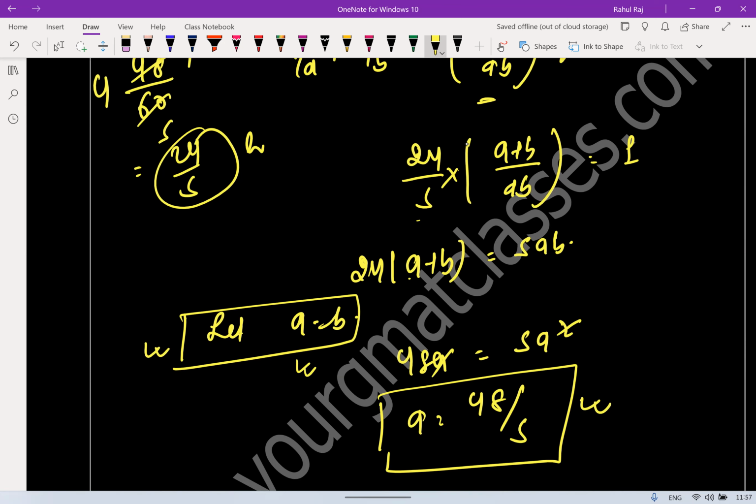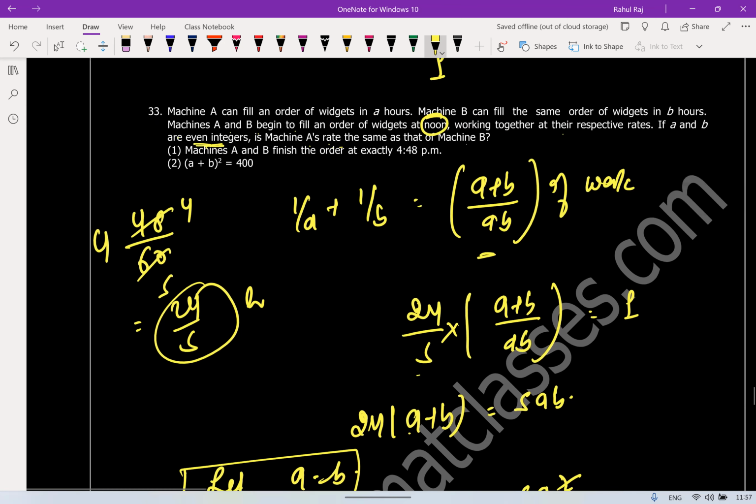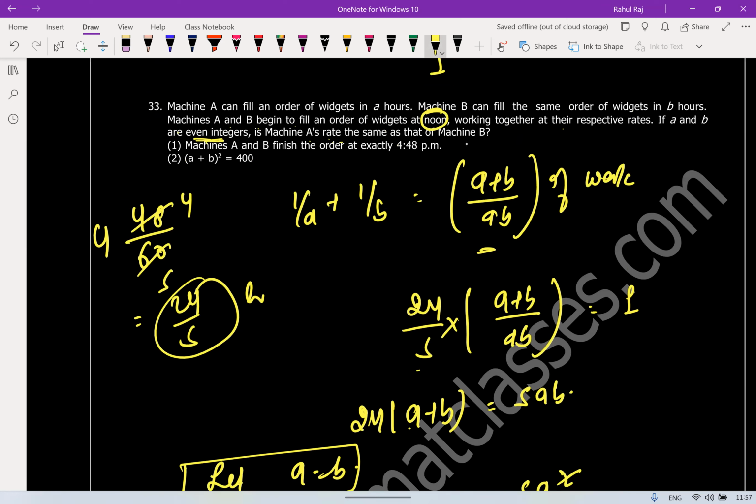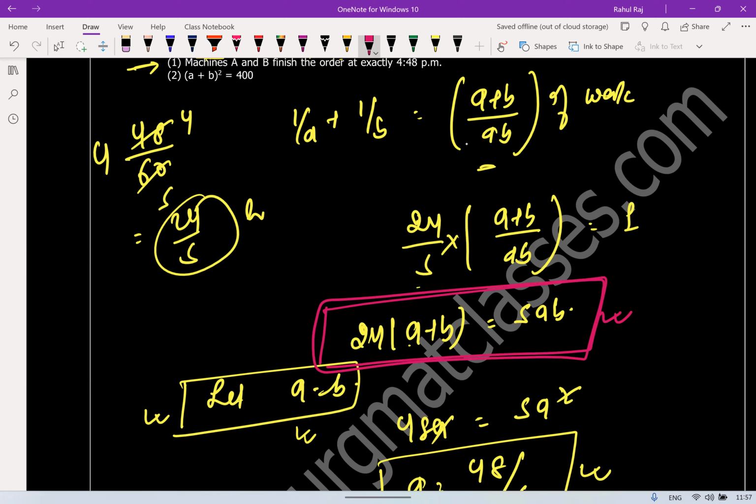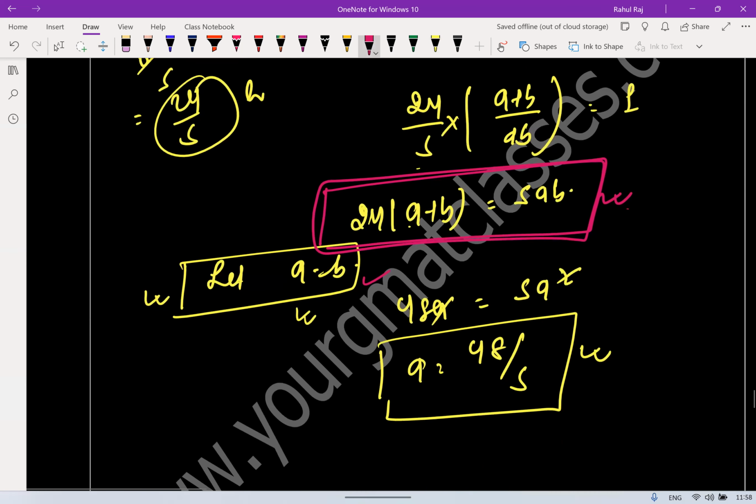I'm not getting A as an integer at all. Forget about even integer and all. So it's a confirm no answer. A will never be equal to B from option number 1, because I have done my equation. This is my final equation, and from here the work rate is still this. Now they are telling you A and B are even integers, is A equal to B or not. So I've assumed, let's say, A equal to B. Technically what I was expecting is that if I get the value of A and B, I should get the value as an even integer. But here I'm not getting A as an integer at all. So it's a confirm no answer.